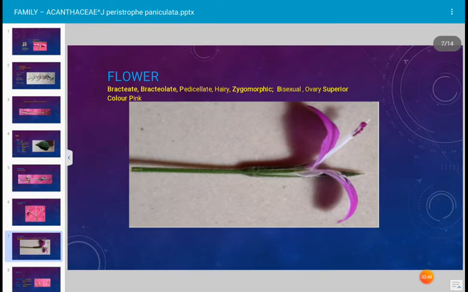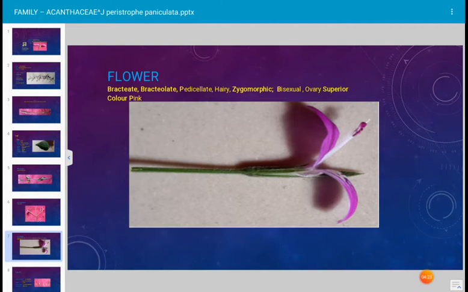Next, this is the flower of Peristrophe paniculata, and this flower is a bracteate flower because at the base of the flower a bract is present. It is a pedicellate flower because the stalk of the flower is known as pedicel. When the stalk is present in the flower, that flower is described as a pedicellate flower. The pedicel is hairy, trichomes are present. Even on the calyx lobe, trichomes are there.